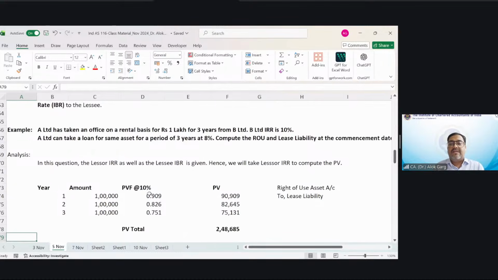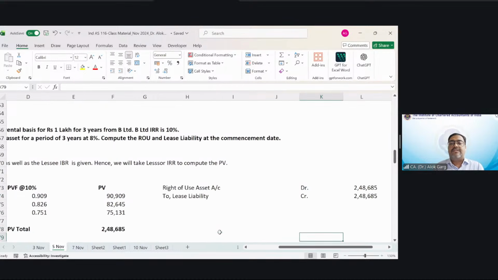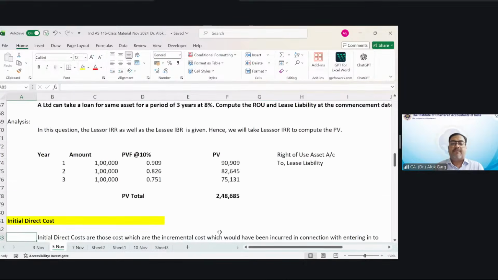And this is how you will compute the present value. 1 lakh rupee lease rental, 10% discount rate. This is your present value. And right of use asset to lease liability. This is your accounting.